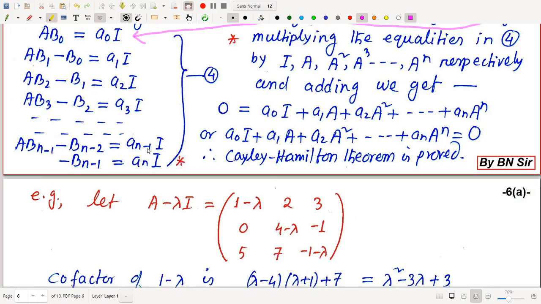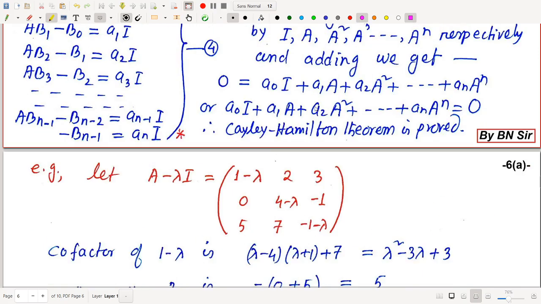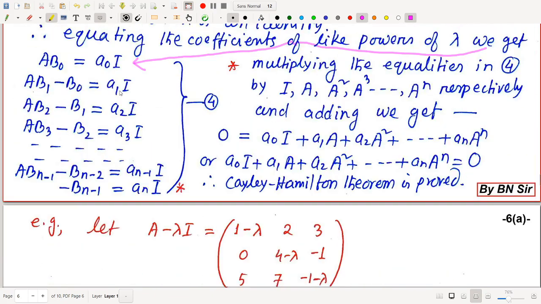That is the coefficient of lambda to the power N minus 1. And finally, the coefficient of lambda to the power N. There is only one term: lambda I into BN minus 1 into lambda to the power N minus 1. When you multiply, I into BN minus 1 is BN minus 1, and lambda into that will be lambda to the power N. So only one term, minus BN minus 1. And on the right side, the coefficient of lambda to the power N is AN into I. So these are the equalities we have got.